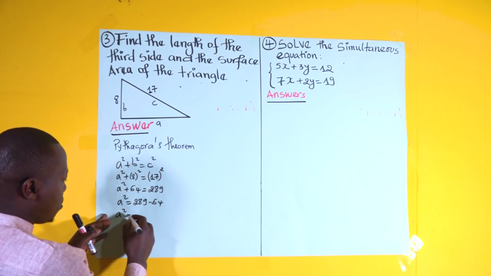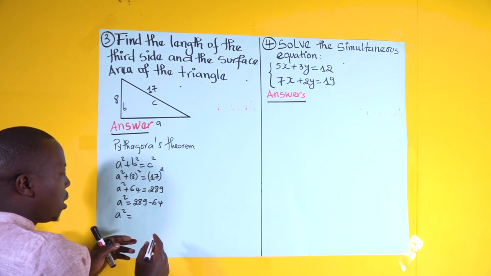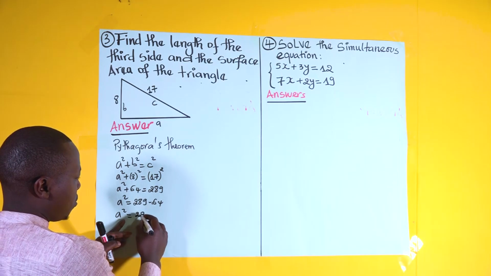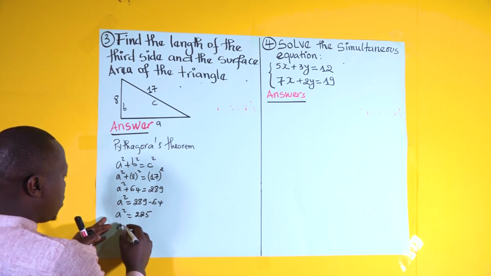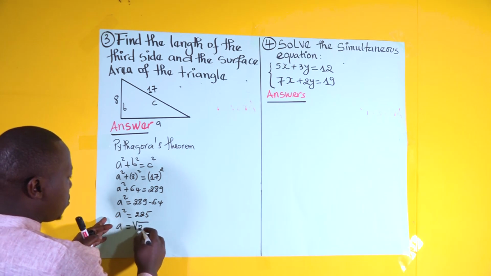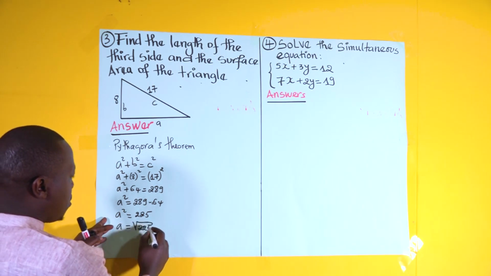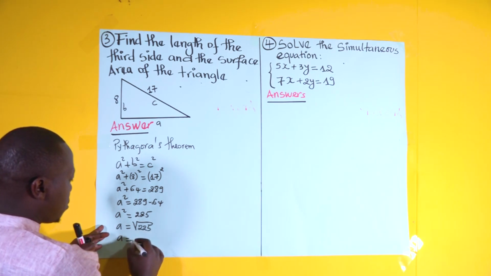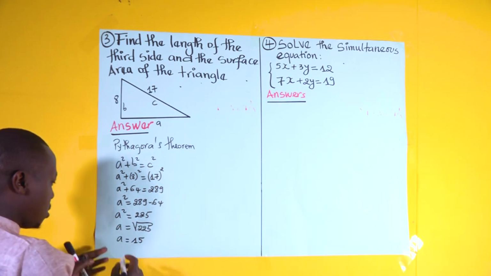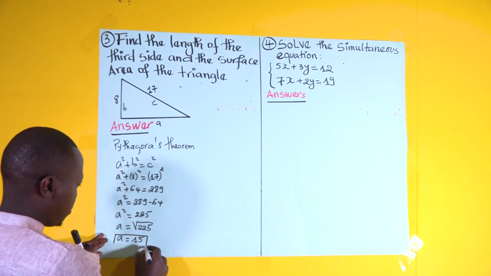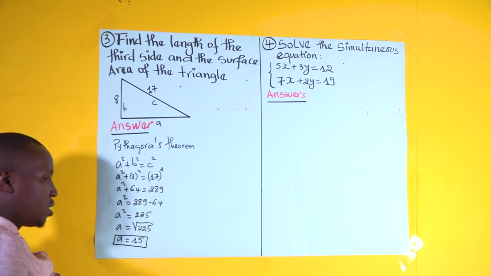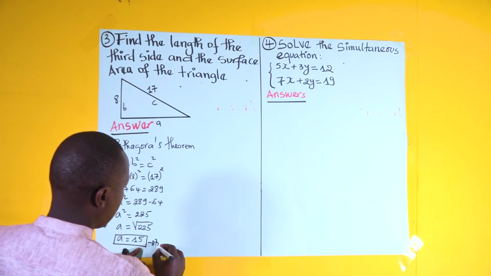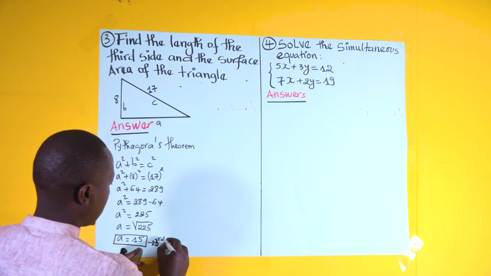Then A squared equals 225, and the value of A here is the square root of this number, which is the third side. It is equal to the square root of this number, it is 15, right? 15 is the answer, and this is the third side.